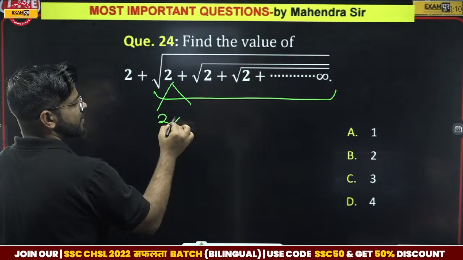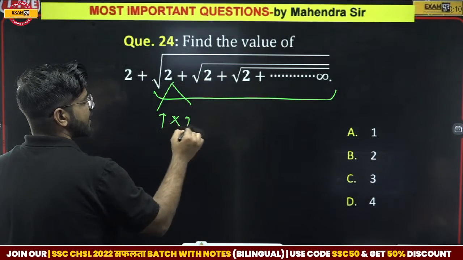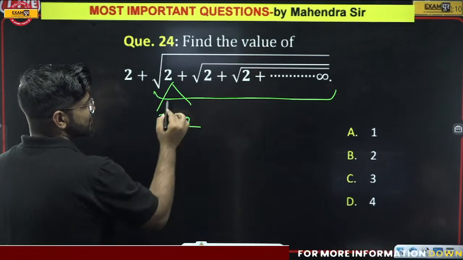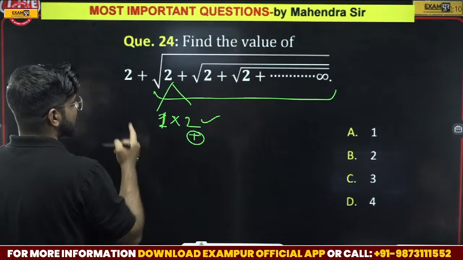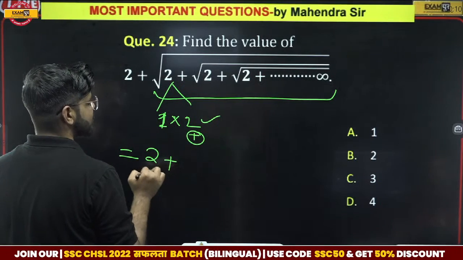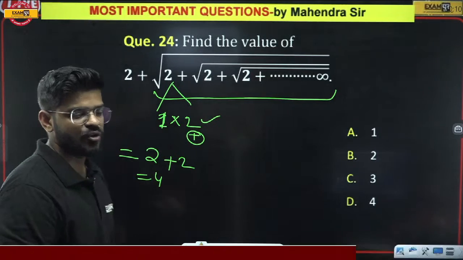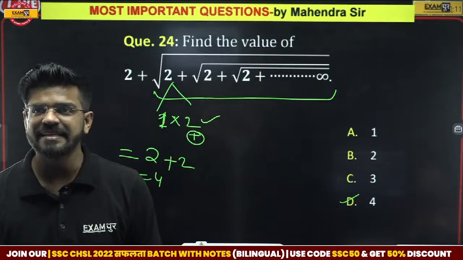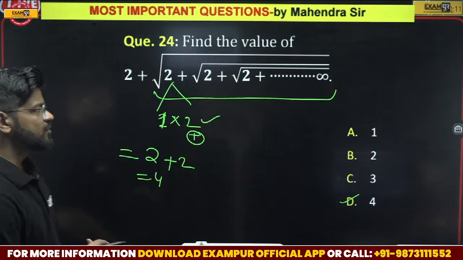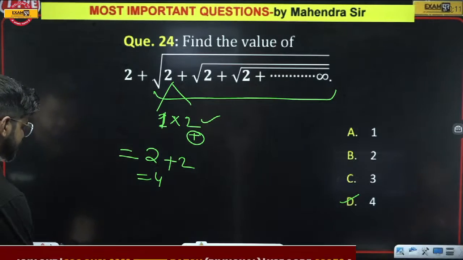This is 1 into 2, A into A plus 1. So plus sign, that means 2. We will get 2 from here, but 1, 2 plus is also there. So 2 plus 2 is my 4. So 4 will be my right answer. Option number D is my right answer. Clear? Absolutely correct. Very good.